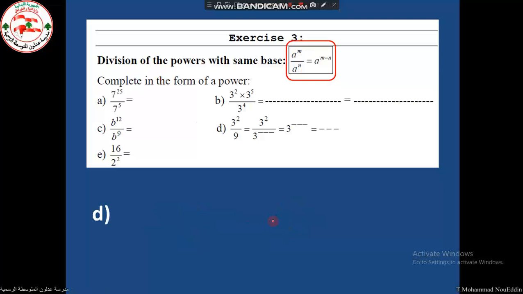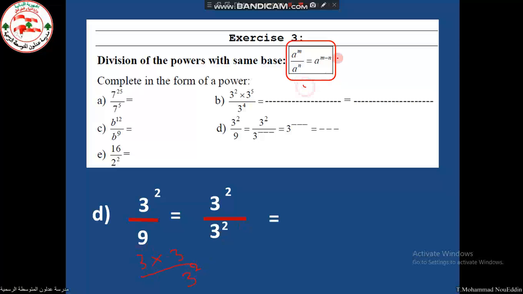Exercise D, 3 squared over 9 equals. 3 squared over 9, and 9 is 3 times 3. So we could write it in a power form, 3 to the power 2. Then we write 3 to the power 2.